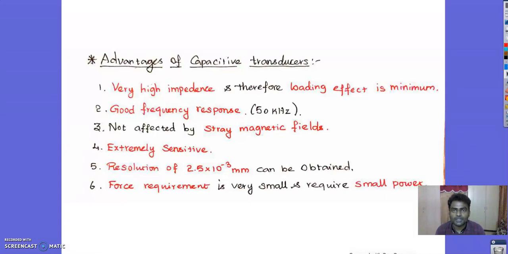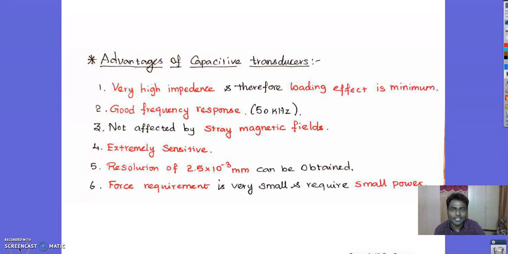In the previous lecture, I stopped after explaining various types of capacitive transducers. Today, we are going to see the continuation of the capacitive transducer, that is nothing but the advantages of the capacitive transducer.